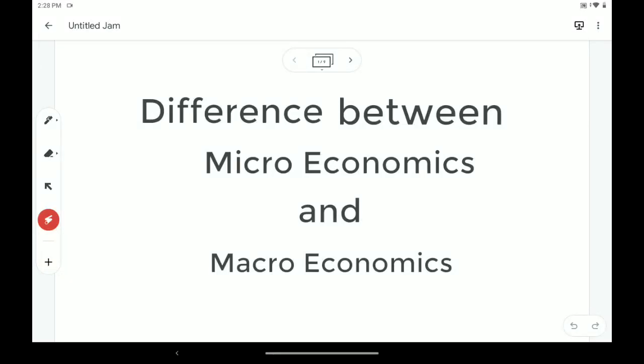Hello everyone. Today we will discuss another interesting topic, that is the difference between micro and macroeconomics. So let's get started.